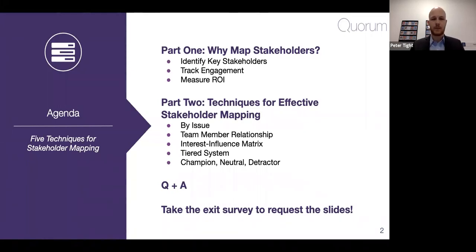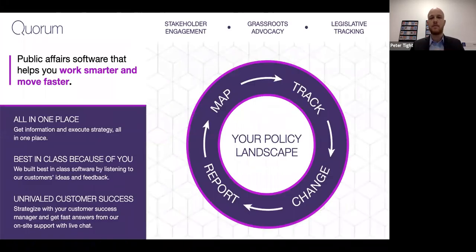So for those who aren't familiar with Quorum, I know we have a lot of clients on the call, but for those who are new to the Quorum system, I want to give you a quick overview before we dive into stakeholder mapping materials. So Quorum at its heart is public affairs software that helps you work smarter and move faster. So I'll explain what I mean. In Quorum, you can map, track, change, and report on the policy landscape, all from one centralized place.